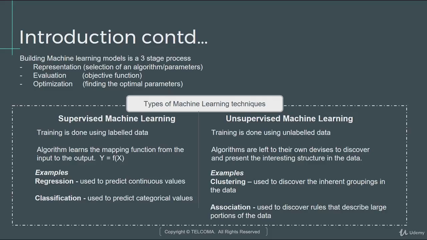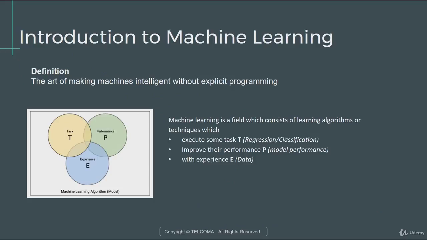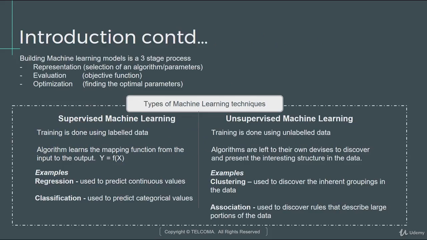That's a basic introduction to machine learning. We've just understood a basic definition, which is making machines intelligent without explicit programming. We took a formal way of defining how machine learning algorithms can be defined in terms of three parameters: task, performance, and experience. We looked at a three-step process to build machine learning algorithms, which could be defined as representation, evaluation, and optimization. And we looked into the two classes of machine learning algorithms. We have supervised machine learning algorithms and we have unsupervised machine learning algorithms. And we also acknowledge the fact that there is a third category, which is semi-supervised.